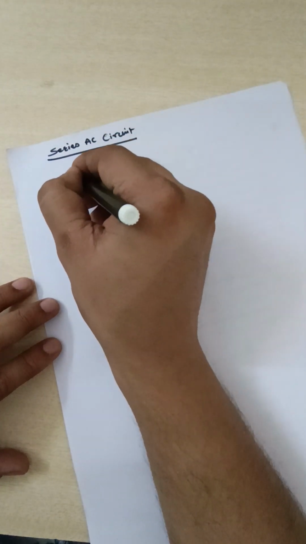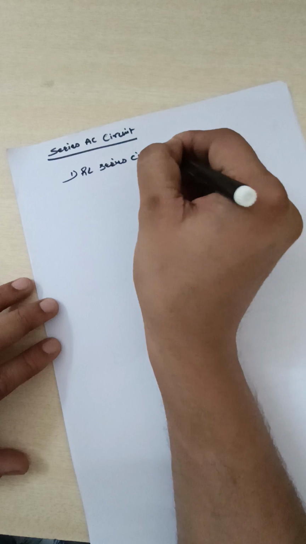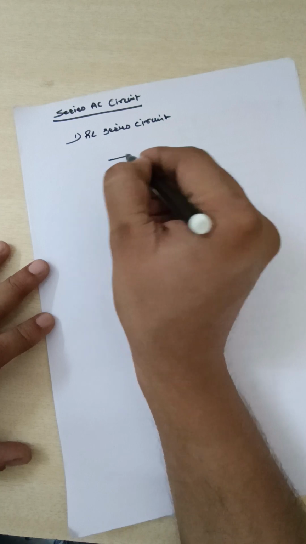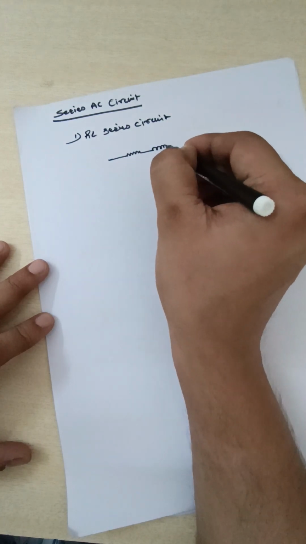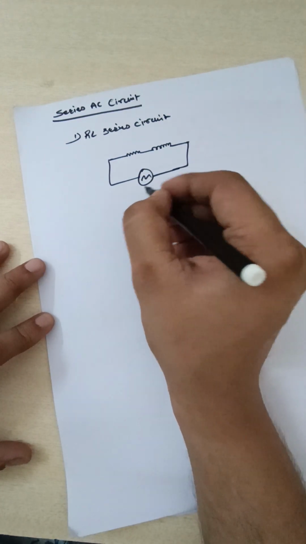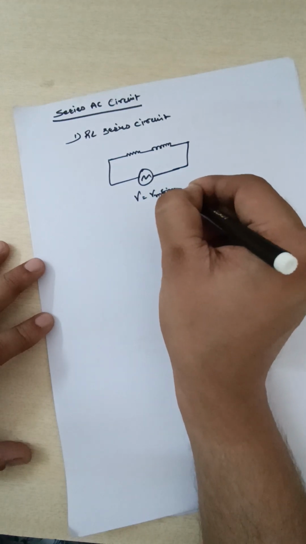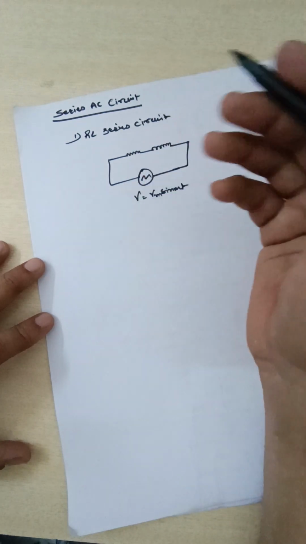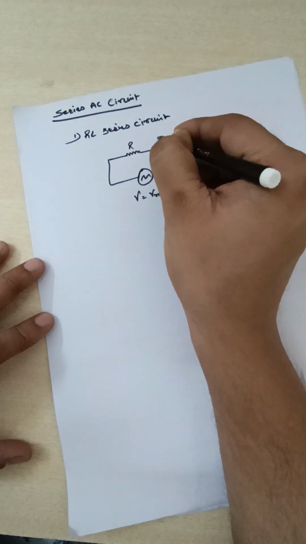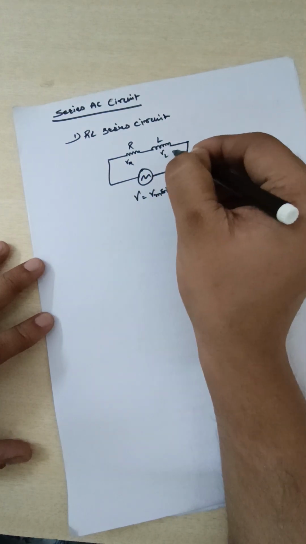Series AC circuit. First is RL series circuit. Clear? So what will be the circuit diagram? Here one resistor will be there and one inductor will be there. Here we are providing a single phase AC supply V equal to Vm sine omega t. All these calculations and concepts are related to single phase AC circuits. Now this is R and this is L. Voltage drop across R will be VR and voltage drop across L will be VL.